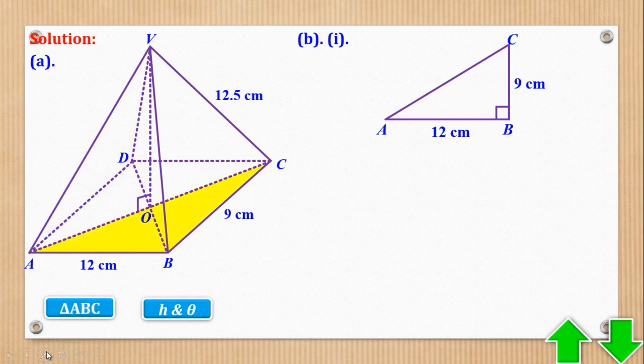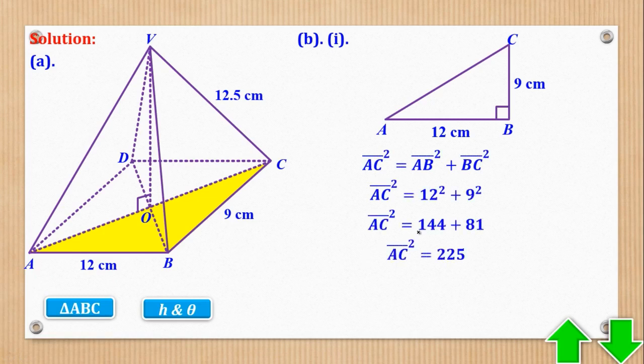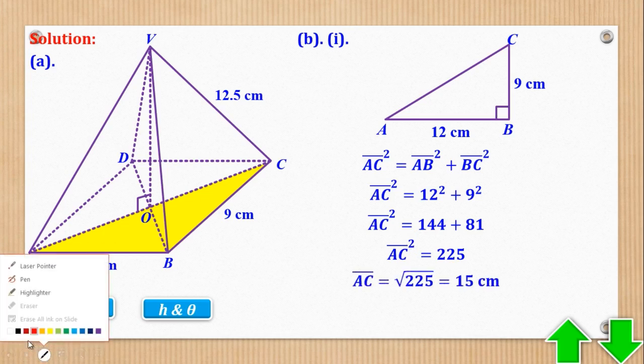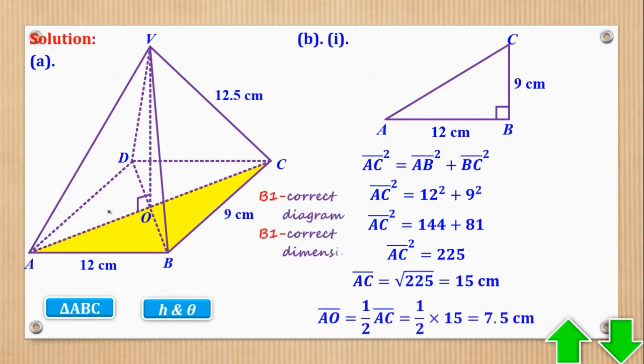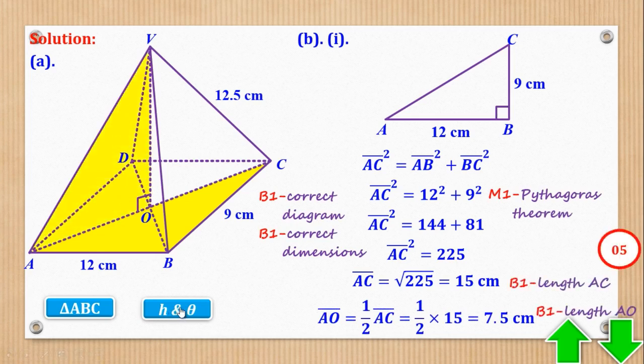Then get the hypotenuse using Pythagoras theorem. So when I substitute, SC squared is that, get the square root to give you 15. So after getting SC, you realize that AO is half of SC. So we can get now AO, which will be used in triangle AOV. So let's first remove ABC. So that triangle AOV, you can easily get this height.